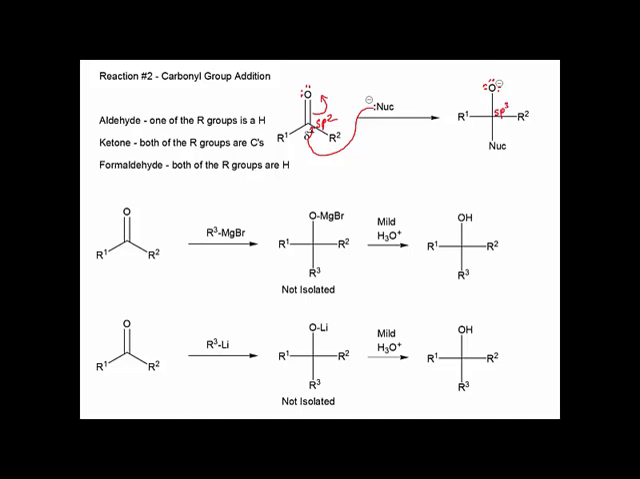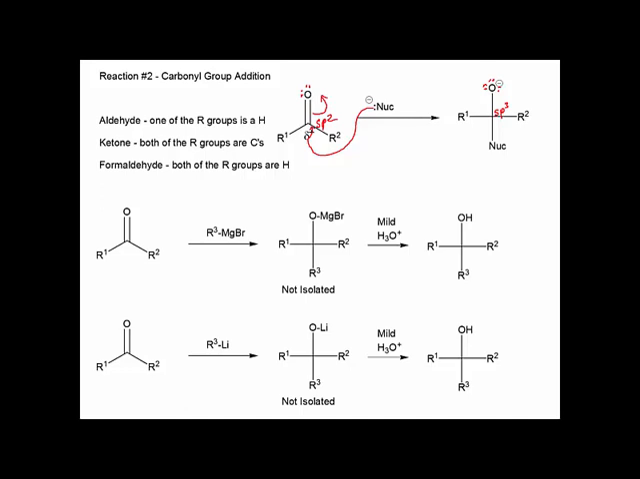And after protonation of this alkoxide, you'll get an alcohol. All right, just since we haven't had ketones and aldehydes yet, let's just review a nomenclature issue. We call it an aldehyde if one of these R groups is a hydrogen. We call it a ketone if neither of these R groups are hydrogens, if both of the R groups are actually carbon groups. And we call it formaldehyde if both of the R groups are hydrogen.